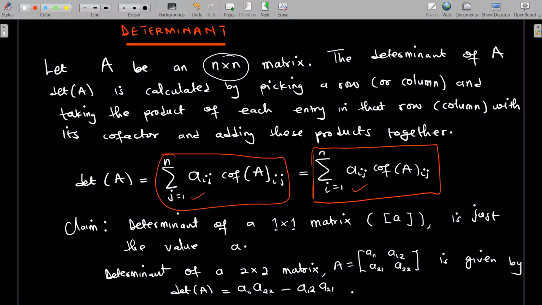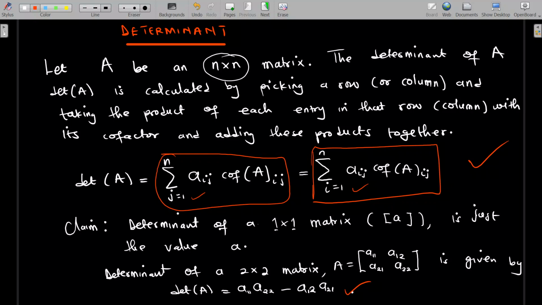Now the claim here is that the determinant of a 1 by 1 matrix, that is a constant value, is just the value A, or whatever value you had there. And the determinant of a 2 by 2 matrix is given by the product of the diagonals minus the product of the other entries. I'll go through the whole process of why this claim is true using this definition in another video, but for now let's just take it that the definition of the determinant of a 2 by 2 matrix is the one given here.